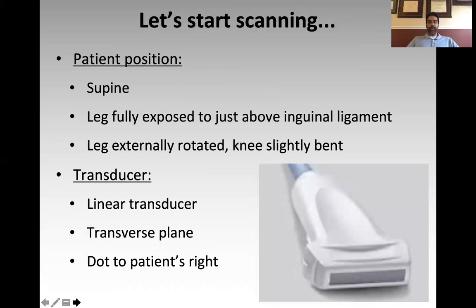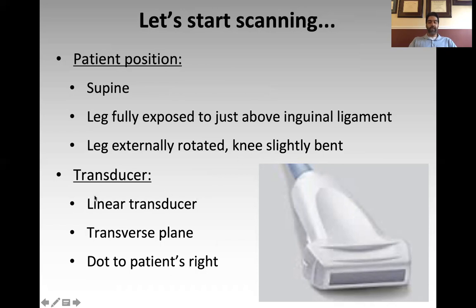So to scan, you want the patient to be supine or at the most at about 30 degrees of head of bed elevation. You want, of course, to fully expose the leg to above the inguinal ligament. And the best position of the leg is in a frog leg position where the leg is externally rotated and the knee slightly bent.